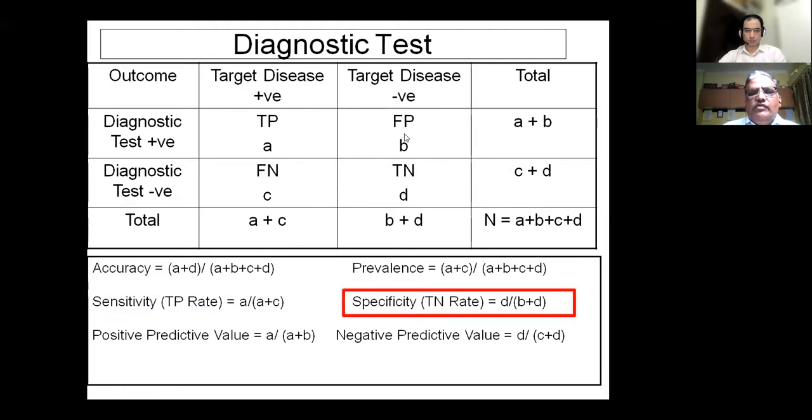Specificity, how often, it's a true negative rate, how often the test is coming negative if you are healthy. So it is D divided by B plus D in this example.